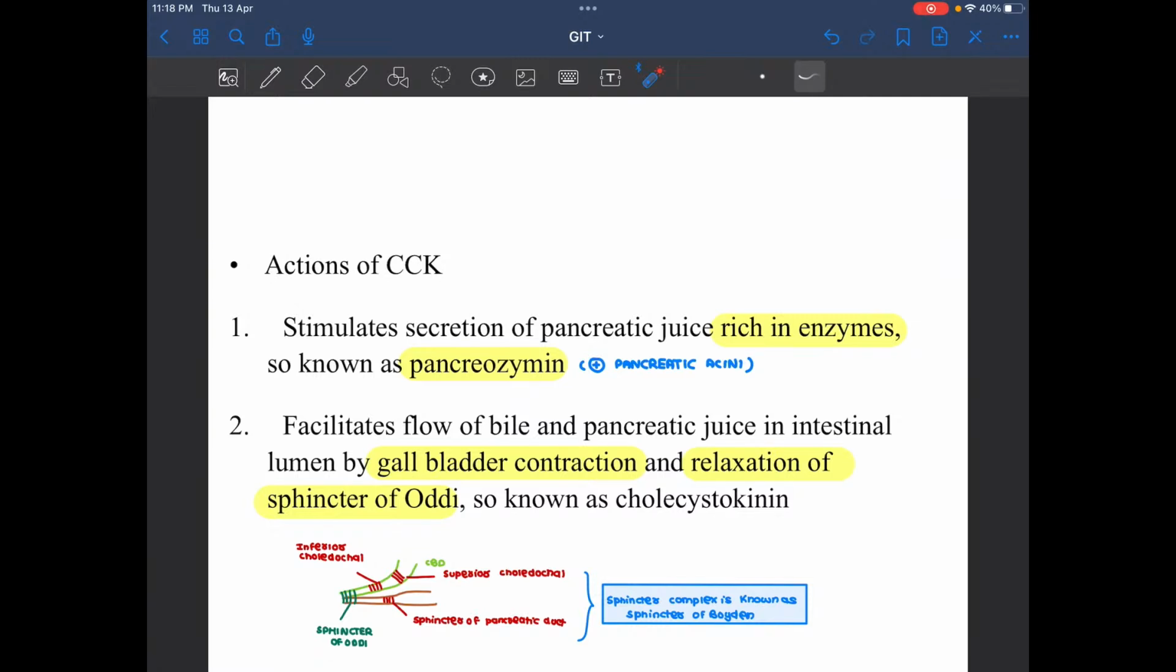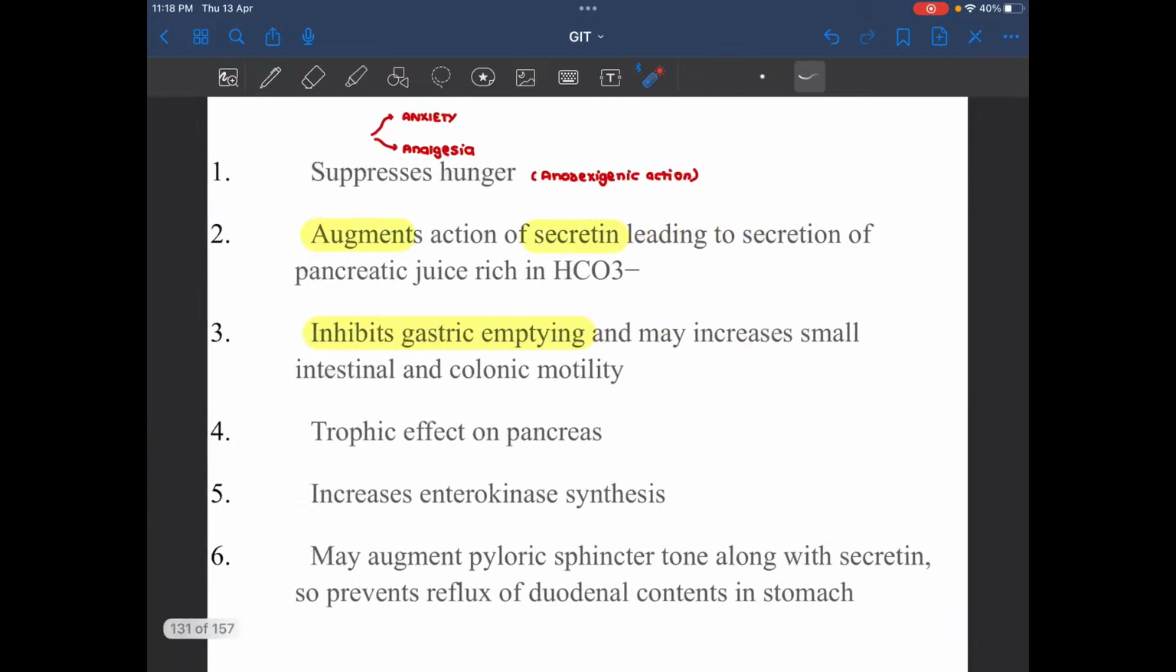Okay, and the next job is cholecystokinin. So it's a cystokinin. That means gallbladder contraction is also going to be facilitated by CCK. Okay, so it's going to lead to what? It's going to facilitate the flow of bile and pancreatic juice into the intestinal lumen by gallbladder contraction, as well as we need this relaxation at the sphincter of Oddi as well. So both are mediated by CCK.